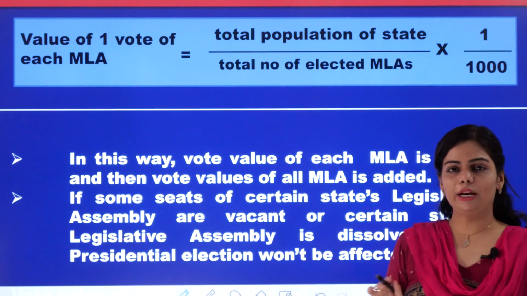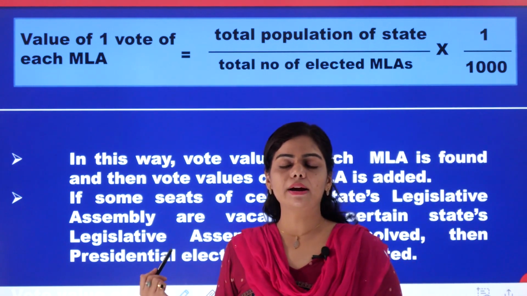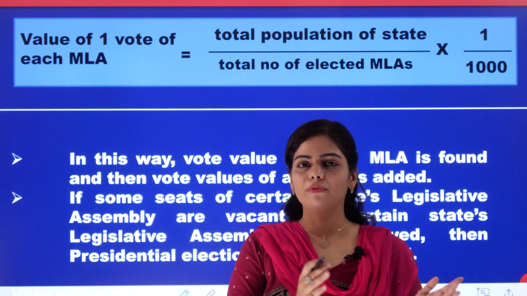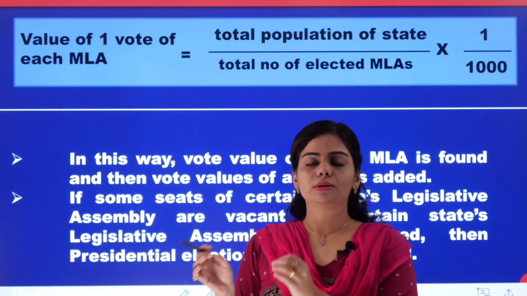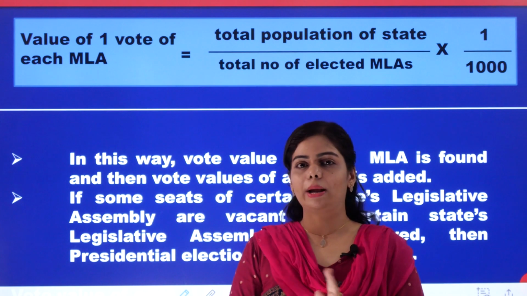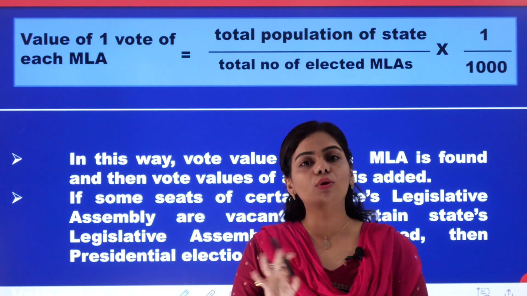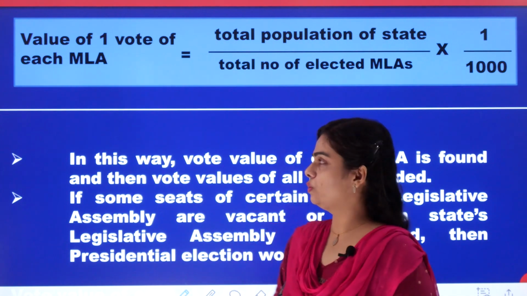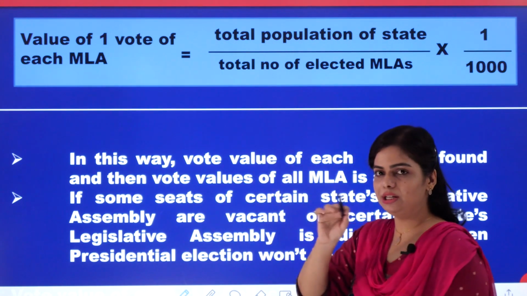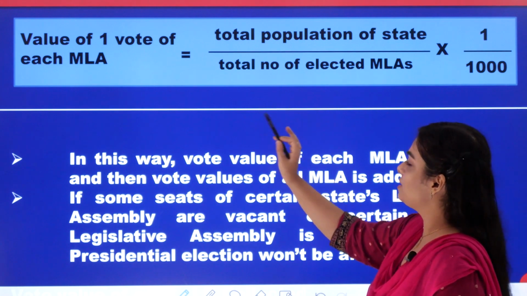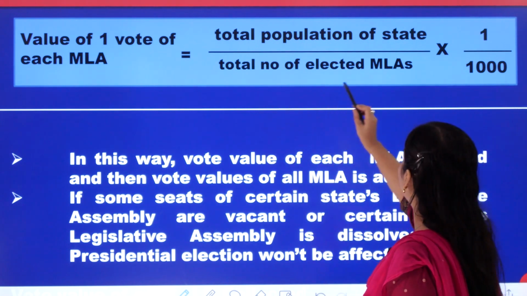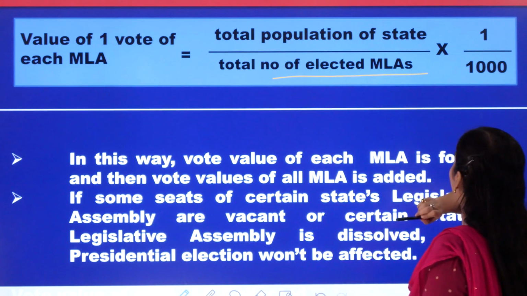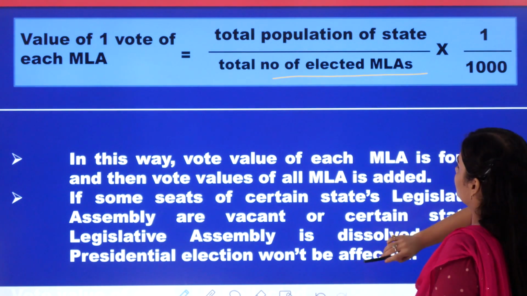So what is the value of vote of each MLA? We just studied that the sum total of the value of votes of all MLAs of various states should equate to the sum total of the value of all MPs. So roughly we have around 4,000 MLAs in various state constituencies. Alright. So what is the vote value of each MLA? The vote value of each MLA of each state is total population of the state divided by total number of elected MLAs, into 1 by 1000.